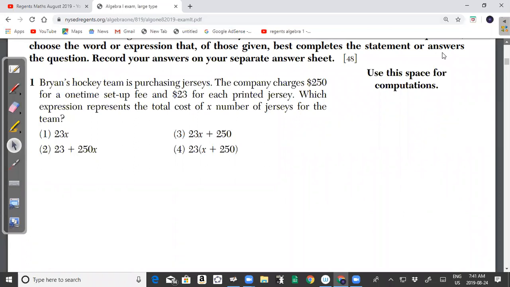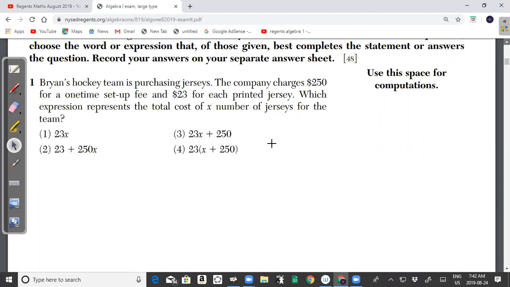So in this video, we'll be looking at the Regents Algebra 1 Common Core August 2019 past paper. And we'll be looking at questions 1 to 6. That's questions 1 to 6 from the Regents Algebra 1 Common Core August 2019 past paper.